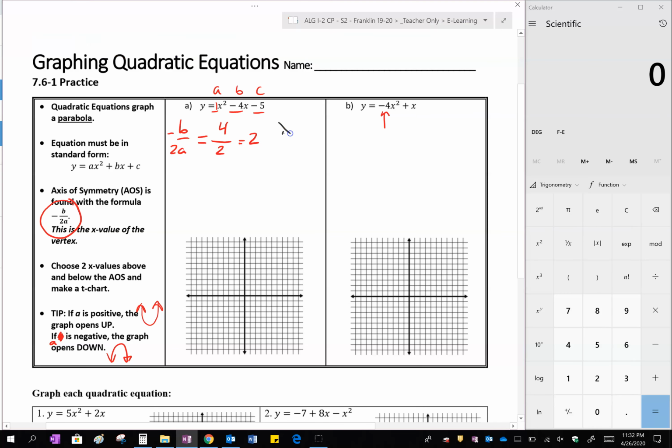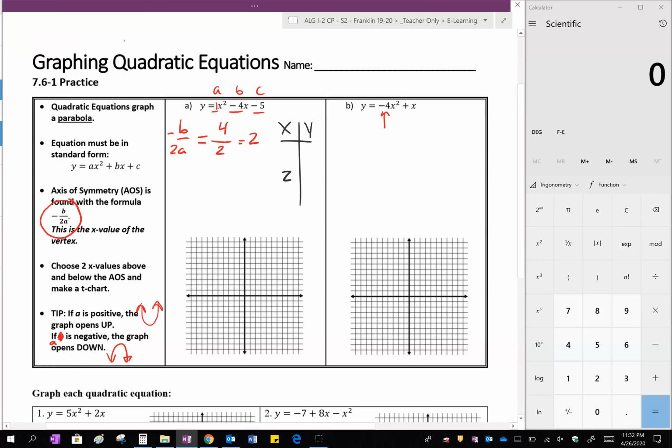So that's the middle point. What we're going to do is put that in the middle, and then we're going to choose 2 points above and 2 points below. So 1, 0, and 3, and 4. Okay, and now we just plug these numbers into the original equation for x. But you have to fill it into both spots. Okay, so let's just start with 0. 0 squared is 0. 4 times 0 is also 0. So 0 minus 5, well, that's negative 5.